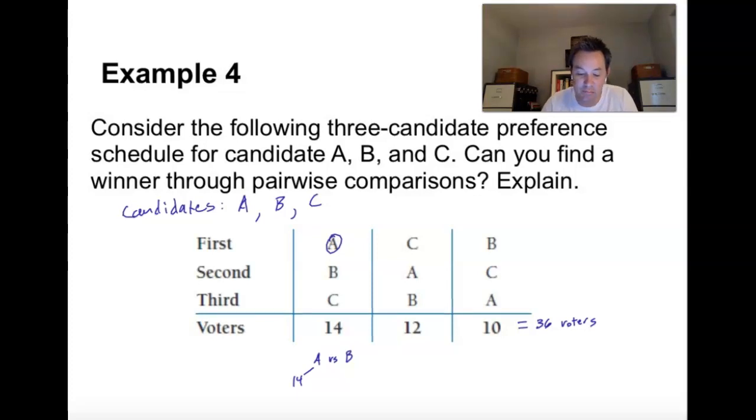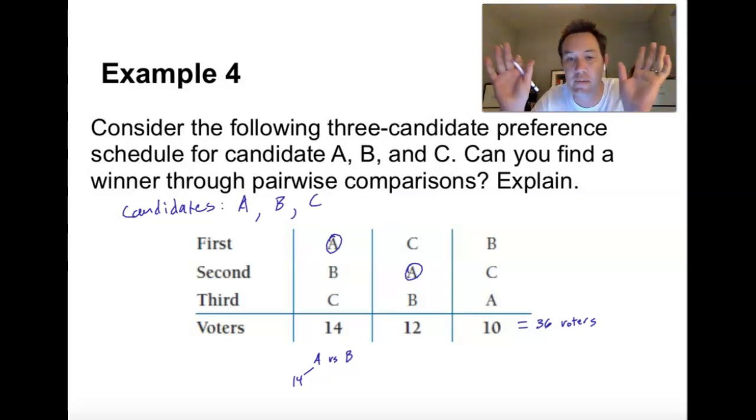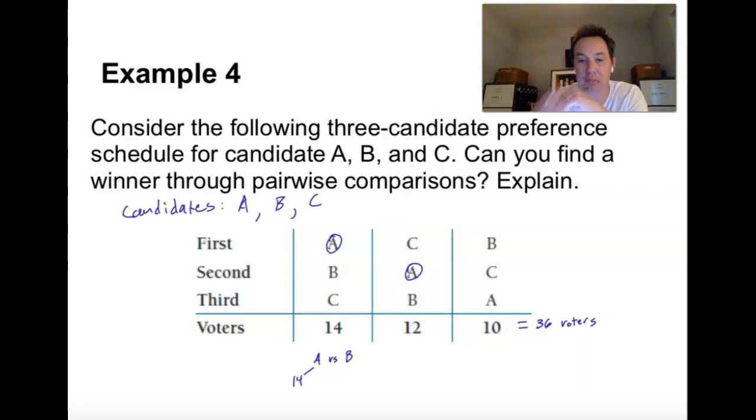In the second column, A is still ranked above B. I know C is ranked above A, but since we're just doing a head-to-head of A versus B, we don't need to worry about C. So A is ranked above B, and A also gets those votes. And then in the last column, B is ranked above A, so B wins those votes. So the winner of that head-to-head was A. A had 26 votes, B had 10.